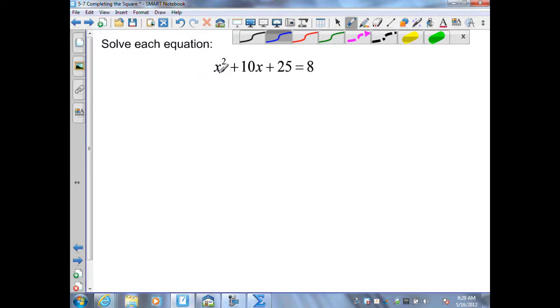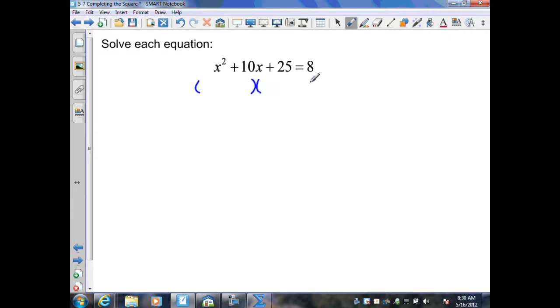Here they want me to solve the equation x squared plus 10x plus 25 equals 8. This is a perfect trinomial because when I factor, I know 25 will break into 5 times 5, which is 25, but 5 plus 5 is 10. Therefore, when I factor, I can get x times x, 5 and 5, and I have a plus sign and a plus sign. I can rewrite this as x plus 5 quantity squared equals 8, and then take the square root of both sides.